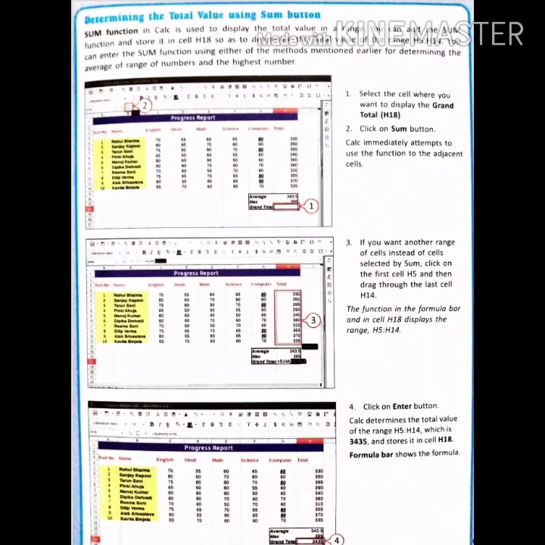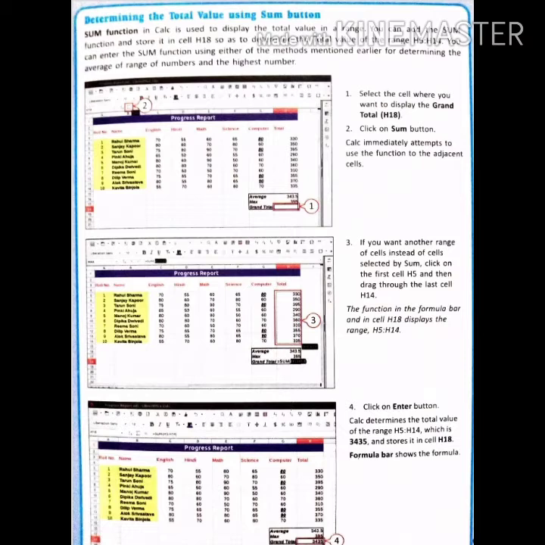Determining highest marks using the Function Wizard button. The Max function in Calc is used to display the highest value in a range. You can enter the max function using the keyboard and point mode as described in the previous steps. An alternative method is by using the Insert Function Wizard button on the Formula bar or Formula tab, as shown in the following steps. First, select the cell where you want to get the highest number, H17. Second, click on the Function Wizard button from the Formula bar.